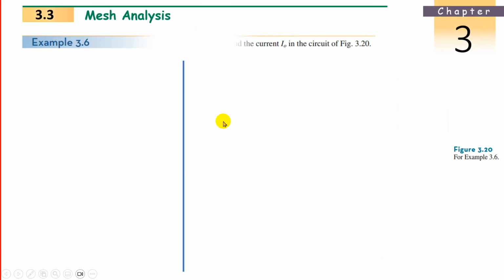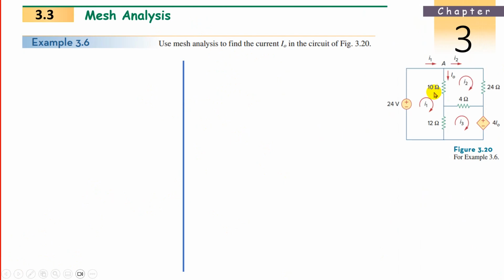Now another, last example for this chapter 3. Then you have to practice at your home. Some 4 questions I gave, I think. Okay, the question is find the current I0. Where is I0? Can anyone? In the middle. Yeah, here. At the 10 ohms resistance, what is the I0 is there.